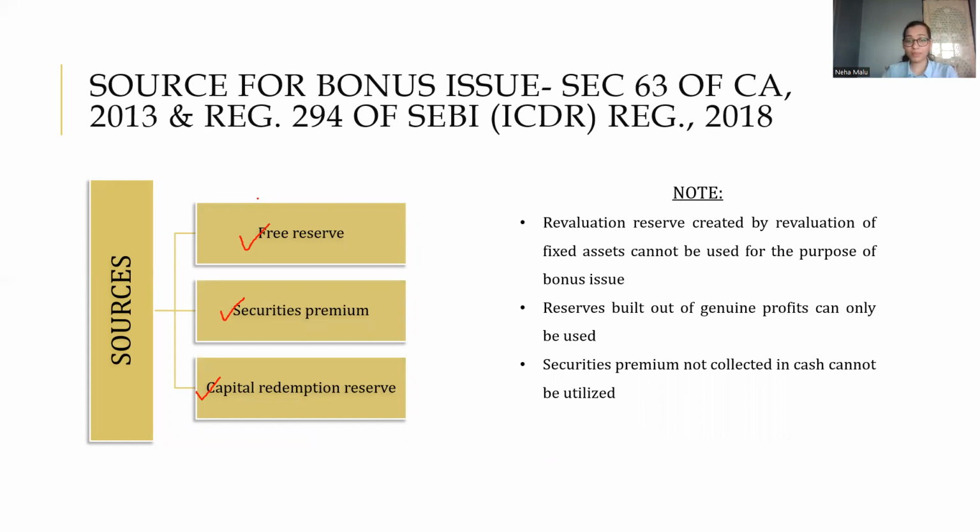Now, when it comes to securities premium, it is to be noted that as per the ICDR regulations, only that portion of securities premium can be utilized for the purpose of bonus which is actually realized in cash. For example, say the company has purchased a plant for rupees 15,000, for which it has issued 1,000 shares of rupees 10 each at a premium of rupees 5. In this case, the securities premium of 5,000 rupees, which is not actually received in cash, cannot be used for the purpose of bonus. Also, only reserves created out of genuine profits can be utilized, and reserves created by mere book entries cannot be utilized for the purpose of bonus issue.